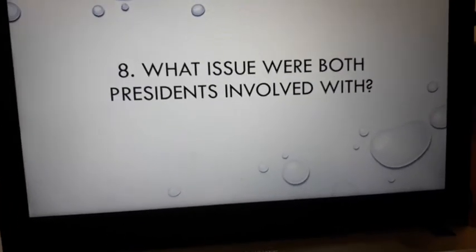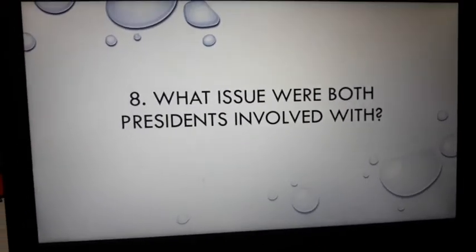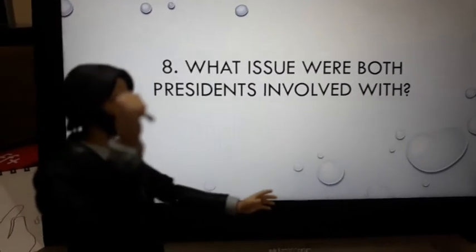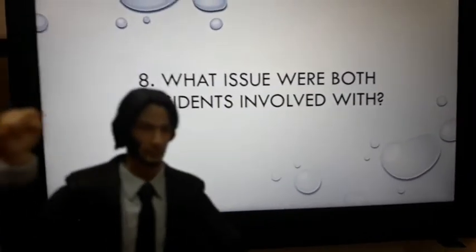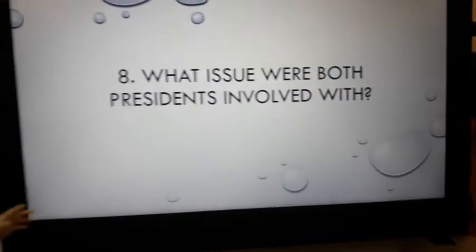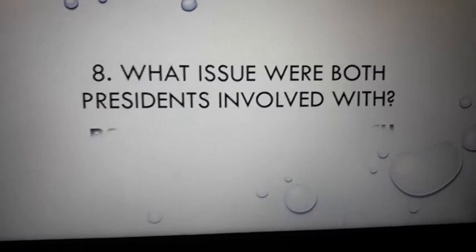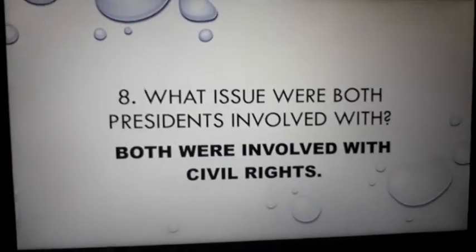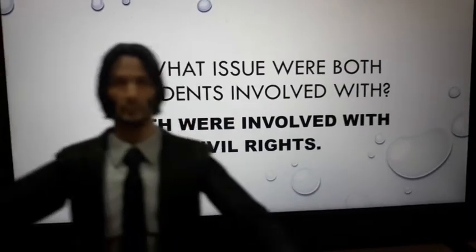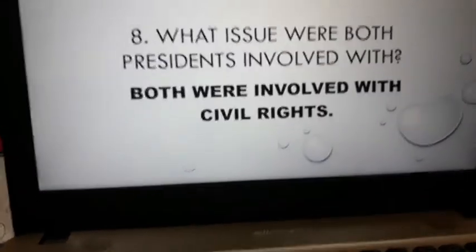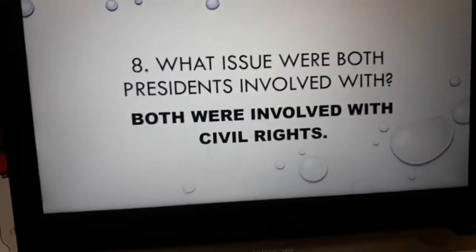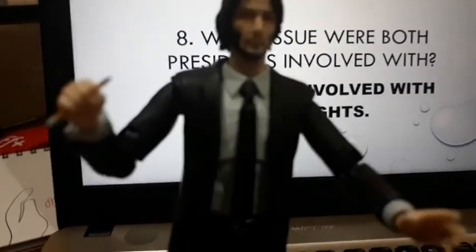The question is about the two of them, both Lincoln and Kennedy. What issue, what situation were both presidents involved with? So the answer for this is, both were involved in civil rights. Okay, that will be the answer for the first exercise, exercise number 1, which was only a reading comprehension activity. You answered the questions, okay? Let's go with exercise number 2.